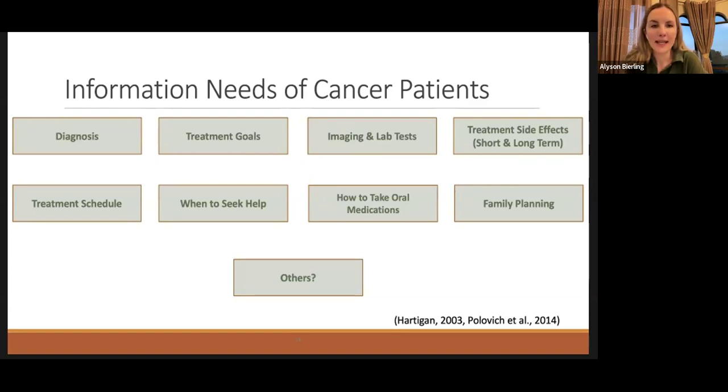So these are the key informational needs of cancer patients. There are plenty of other ones, but these are key components that we should be discussing with all of our patients.